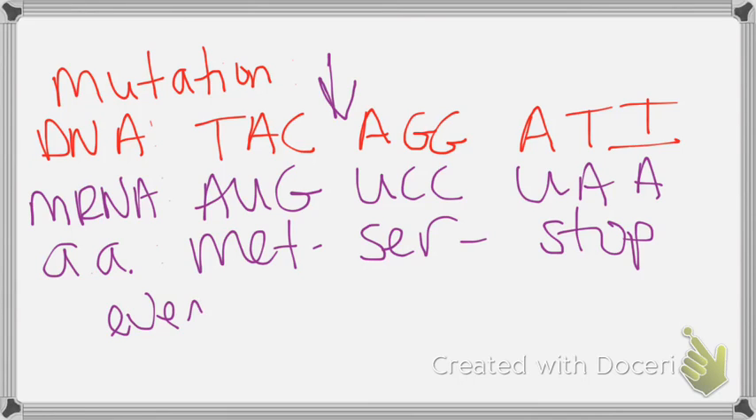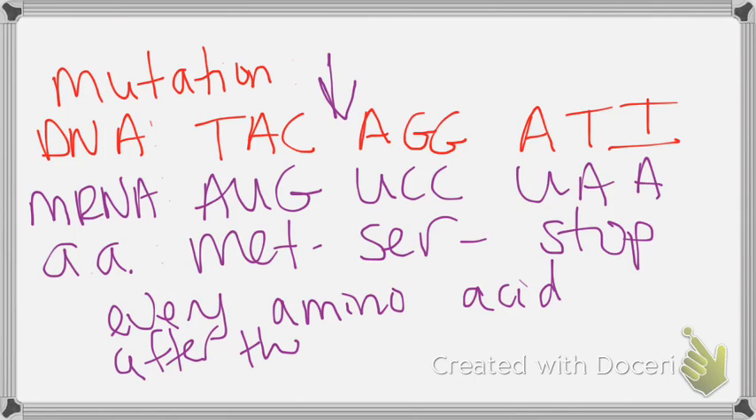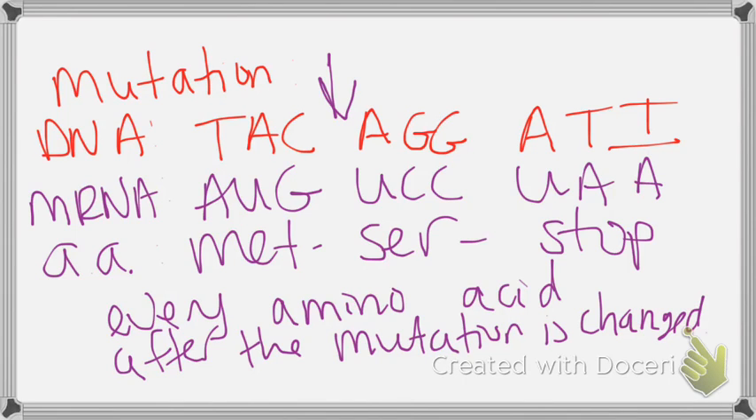Okay, so every amino acid after the mutation is changed. Okay, that's what happens in a frame shift mutation. Every amino acid after that mutation is going to be changed, which causes a greater change in the resulting protein. Okay, especially in this instance when we have a premature stop. So our ribosome is going to think that it's done making the protein, even though it actually shouldn't be done.